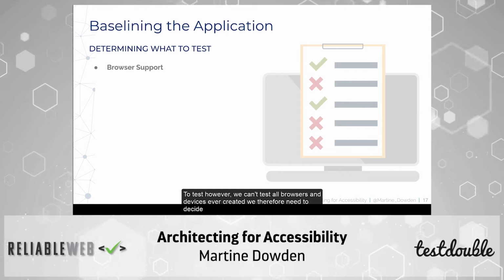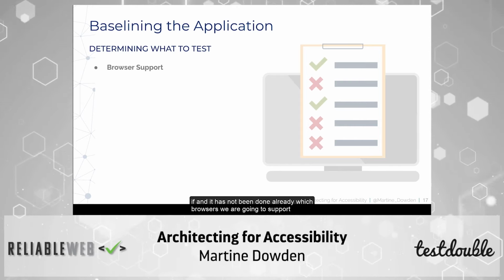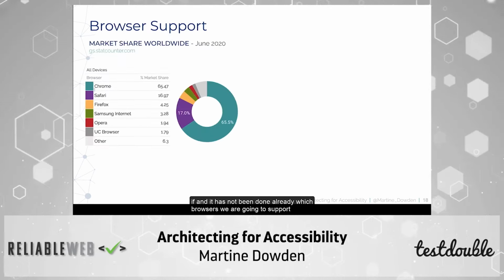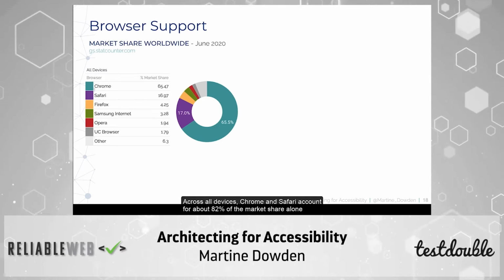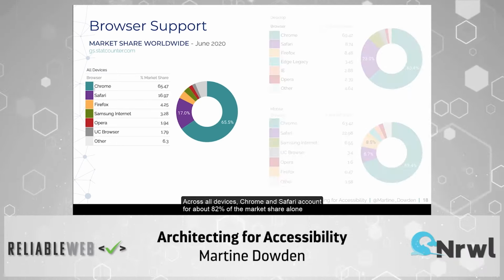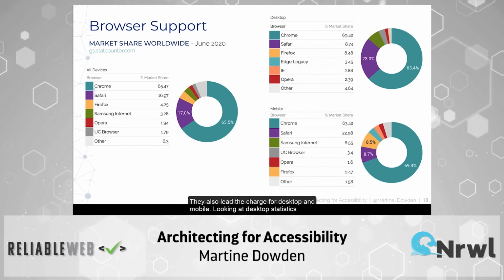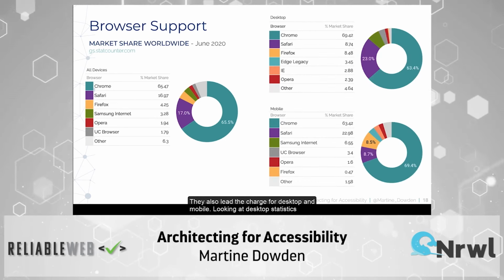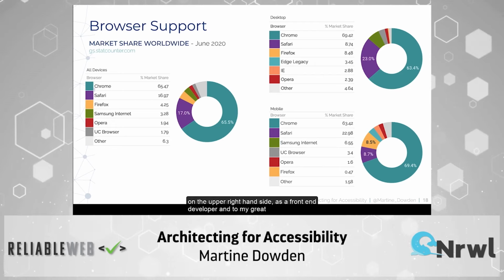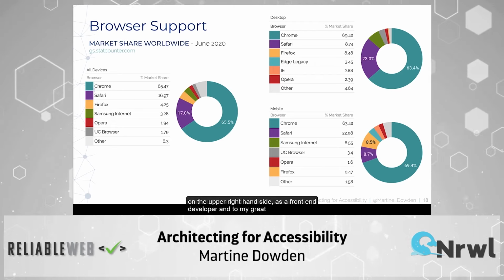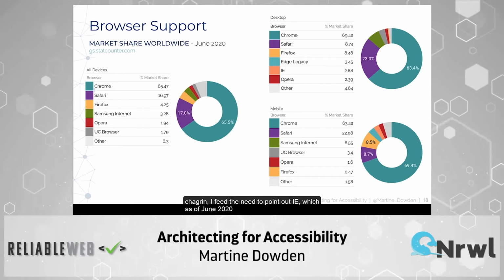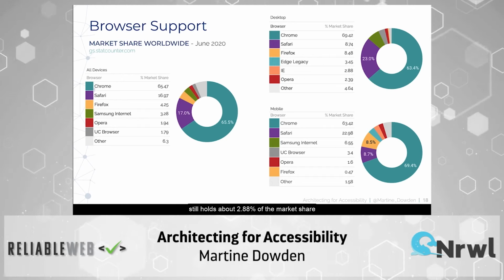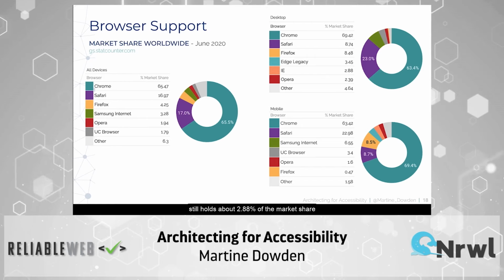We therefore need to decide, if it has not been done already, which browsers we are going to support. Across all devices, Chrome and Safari account for about 82% of the market share alone. They also lead the charge for desktop and mobile. Looking at desktop statistics on the upper right-hand side, as a front-end developer and to my great chagrin, I feel the need to point out IE, which as of June 2020 still holds about 2.88% of the market share.